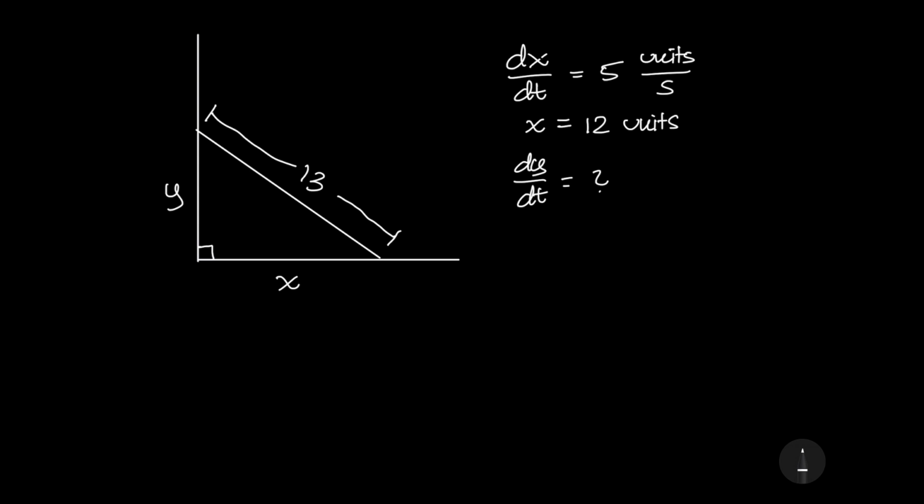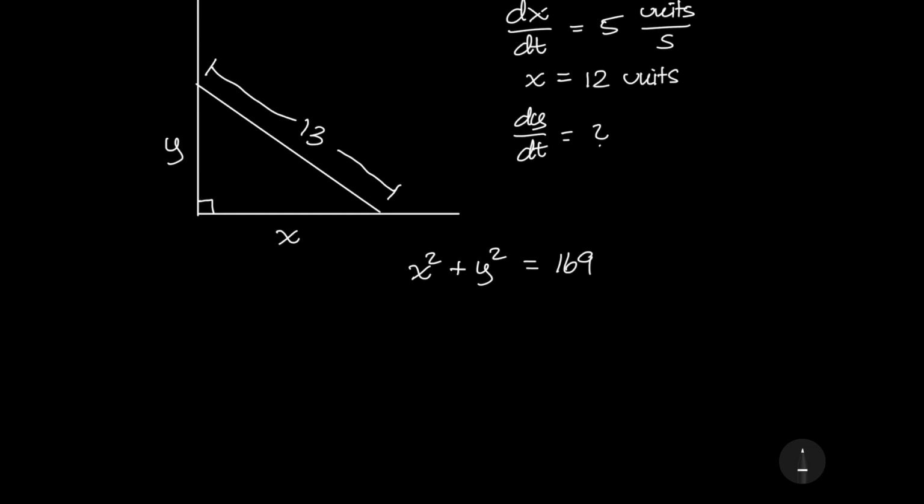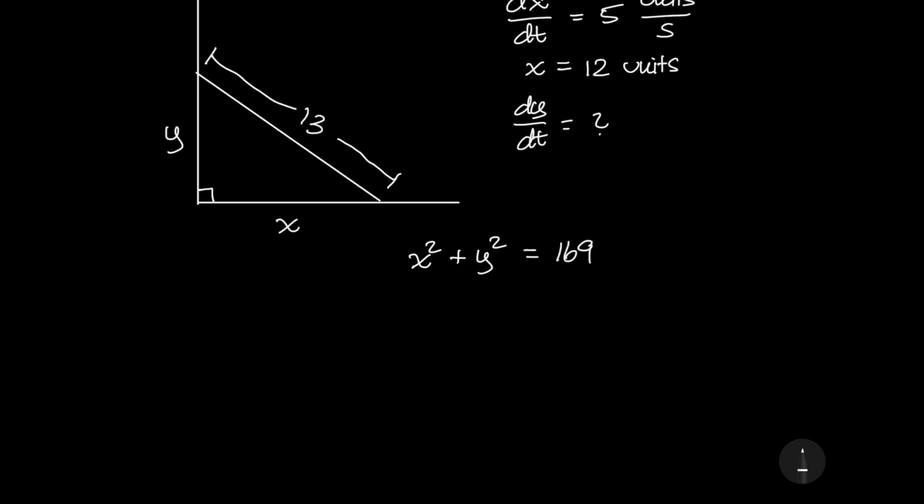What that means is that x squared plus y squared is going to equal 13 squared, which is 169. So I'll just write that down. X squared plus y squared has to equal 169. So now all these variables, x and y, are changing with respect to time. So let's go ahead and differentiate both sides with respect to time.